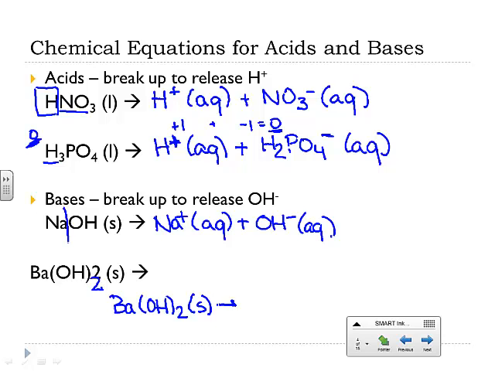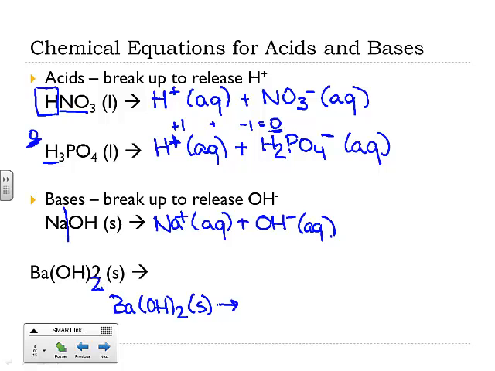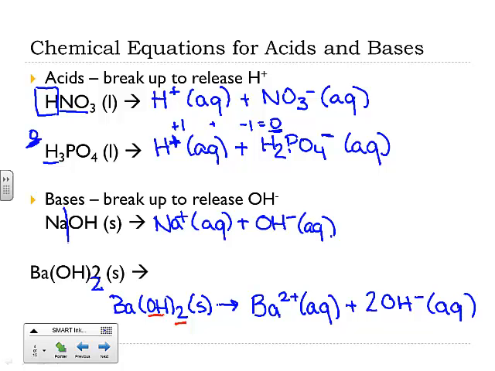And again, it just breaks up. Now, if you go and take a look at the periodic table, you're going to notice that barium forms a 2+ ion, and it still will, right? That's barium 2+. Now take a look here. If I look at the formula for barium hydroxide, aren't there 2 of them? So I have 2 OH-, and they're still aqueous, right? All the phases on these are going to be aqueous.